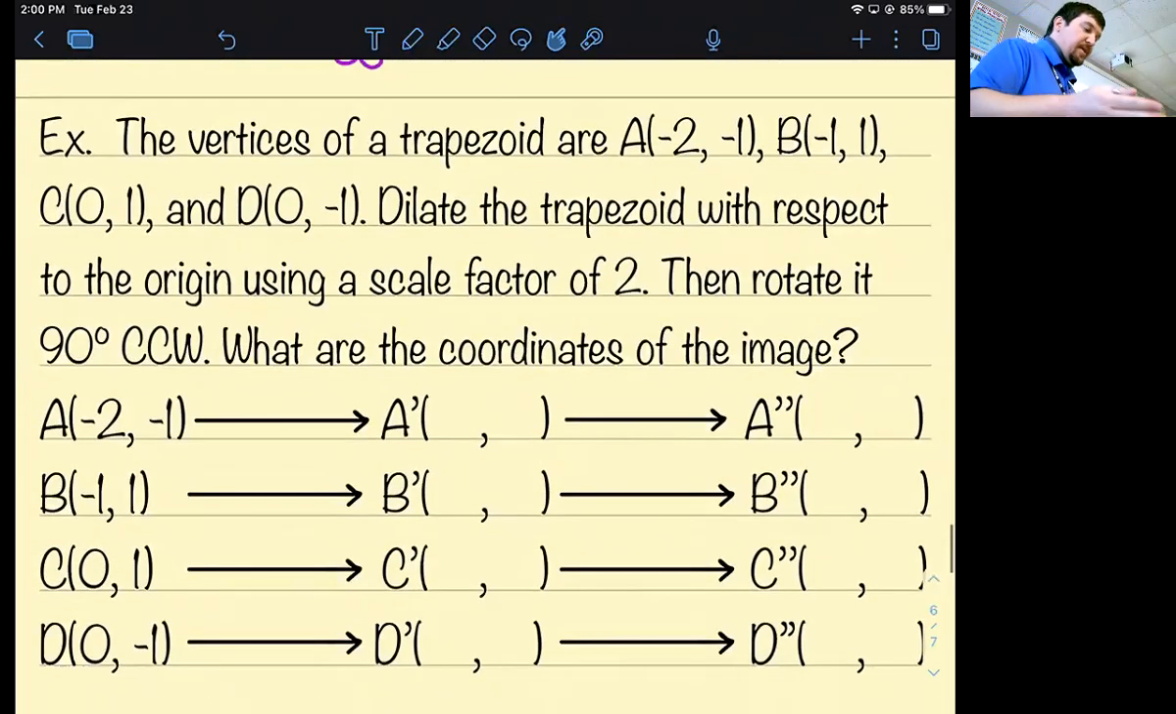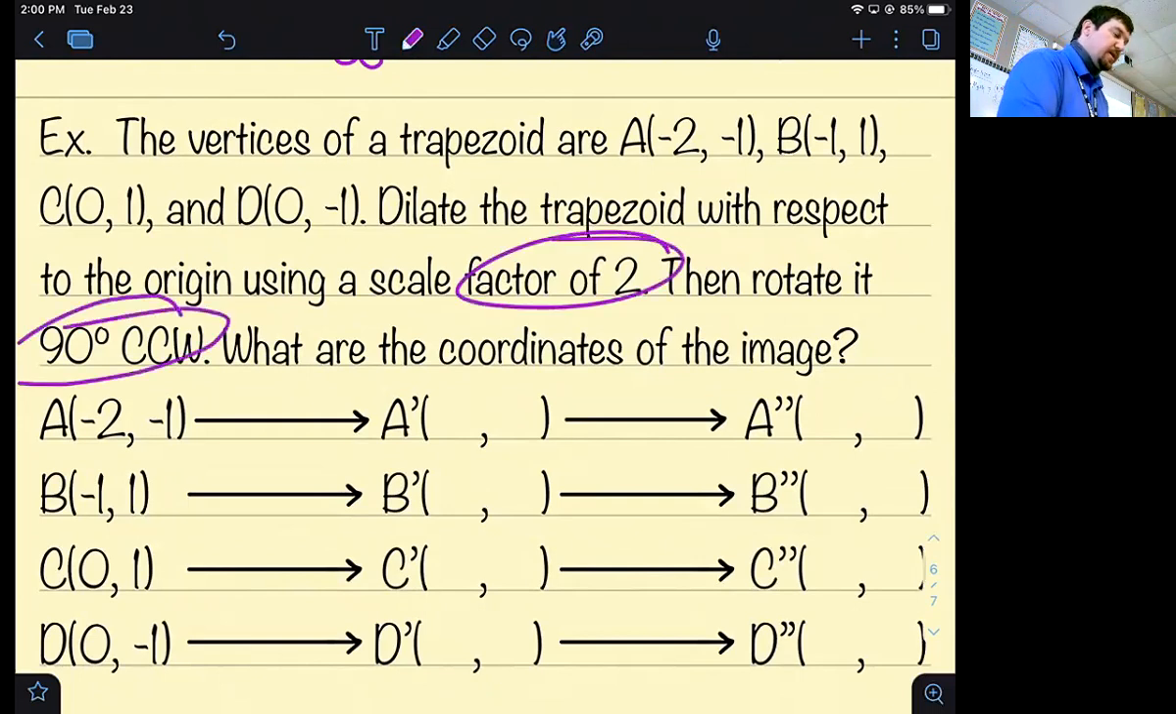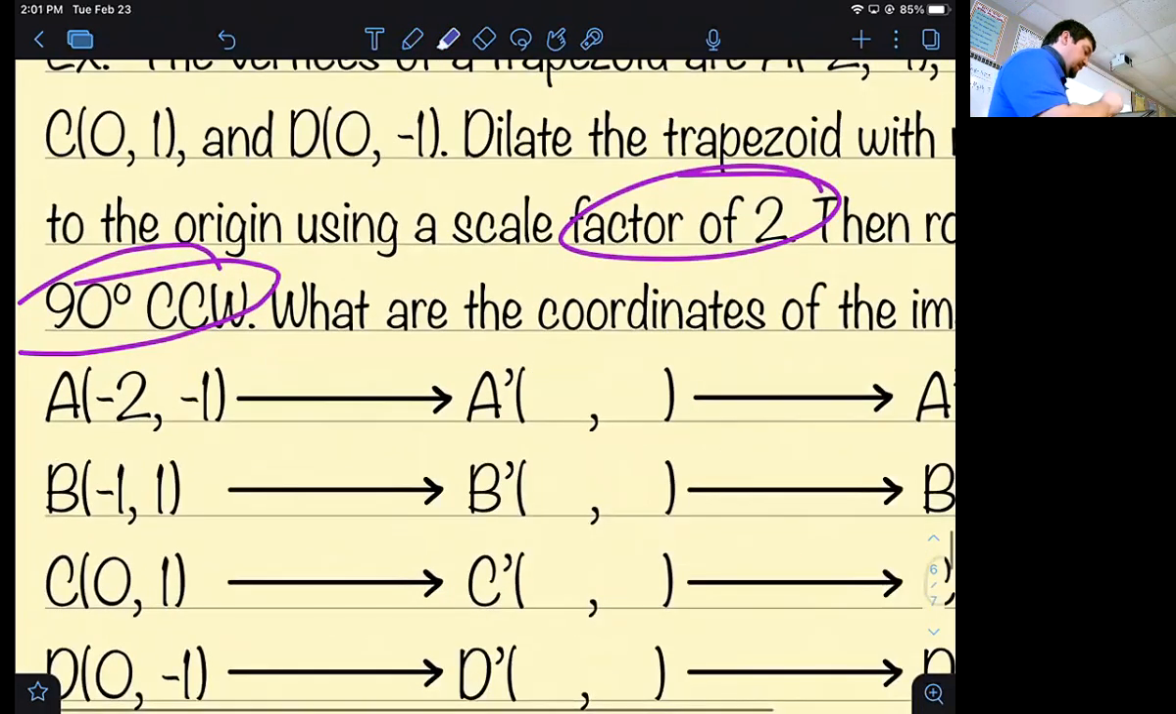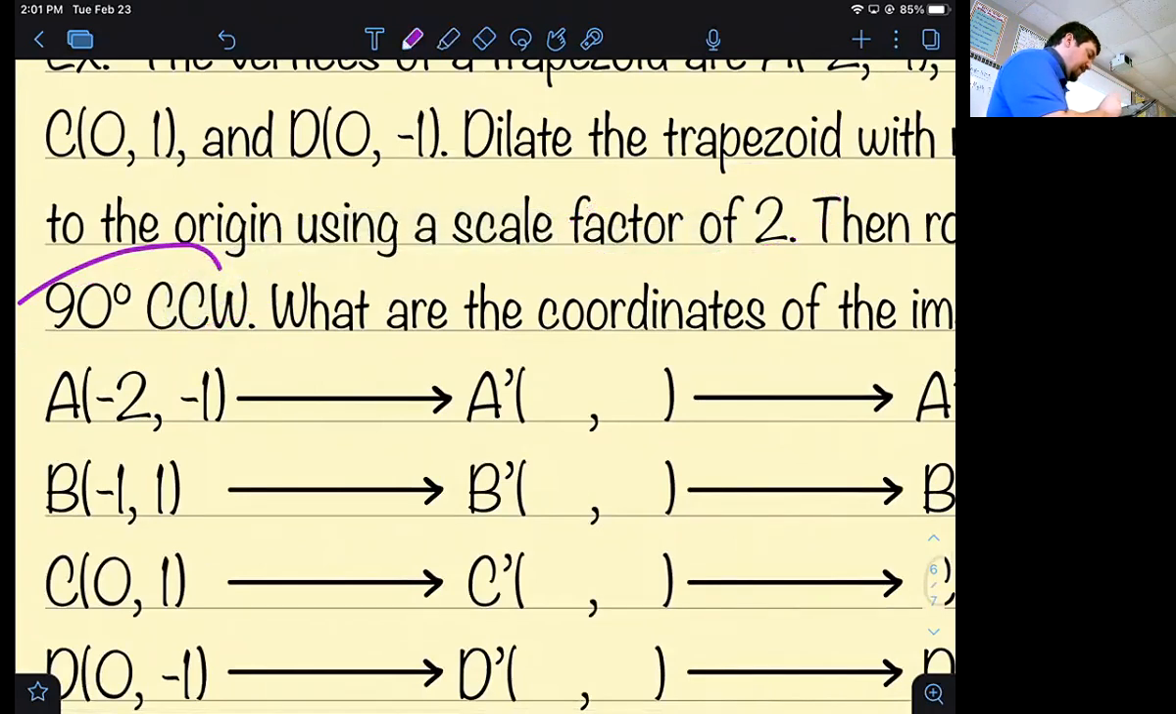You have 3 points. I've already written them down there for you. It says dilate the trapezoid with respect to the origin by a scale factor of 2. And then we're going to rotate it 90 degrees counterclockwise. So let's scale it by 2. What do I write on my top arrow? Elise. You got it. If I'm dilating by 2, I write 2x comma 2y.